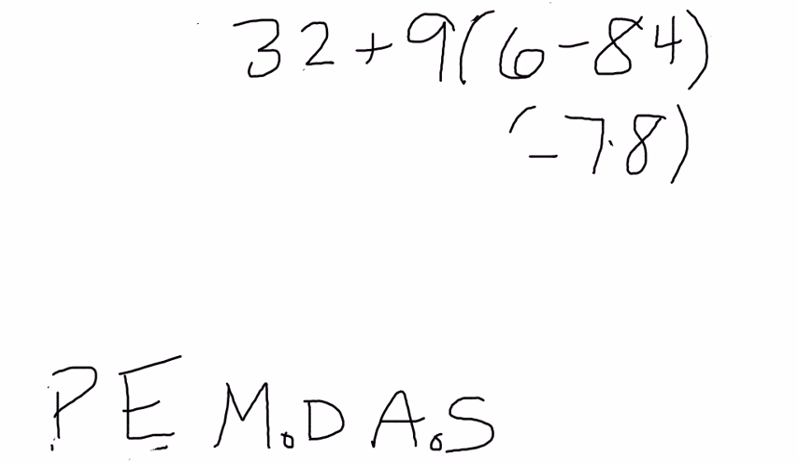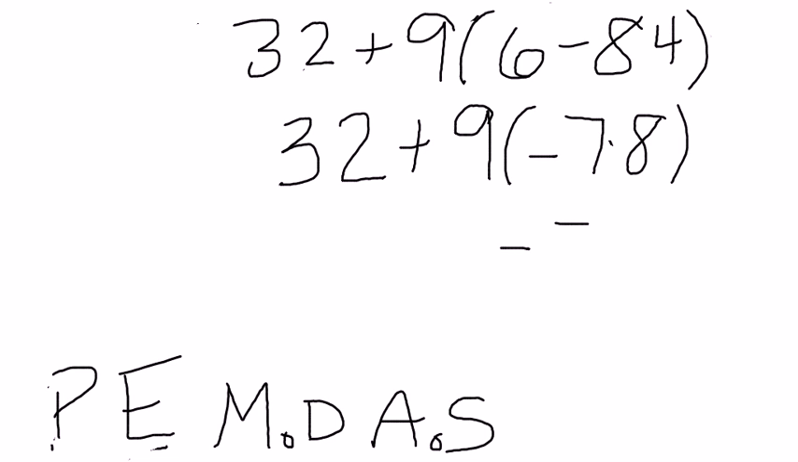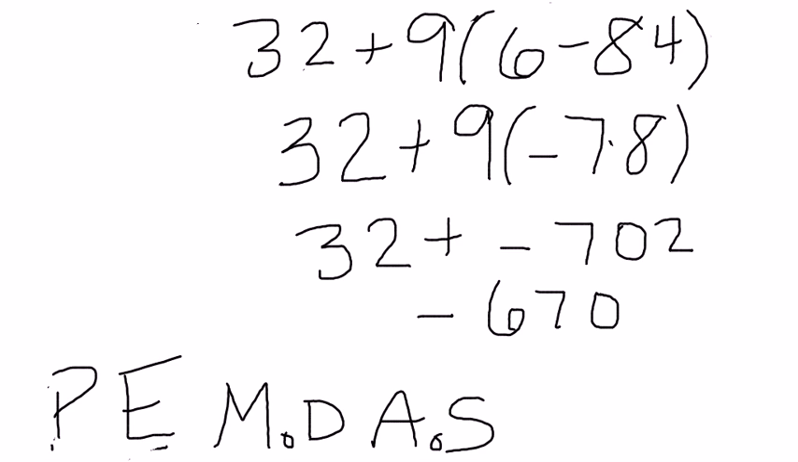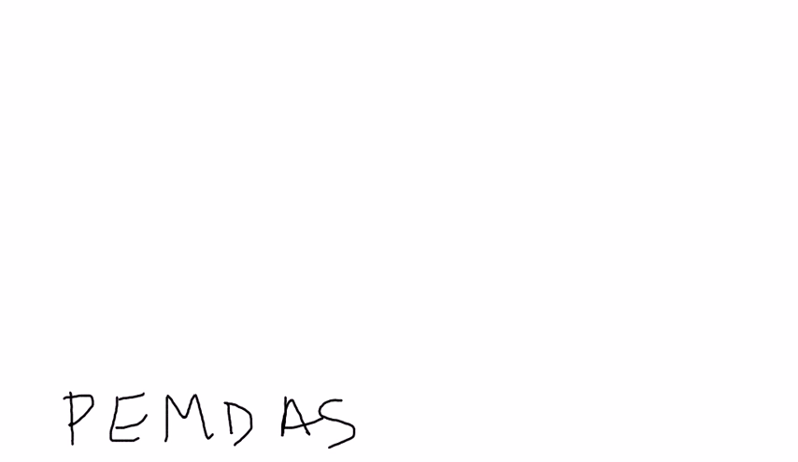I'm going to keep this in parentheses because we are going to multiply it by 9. So 9 times negative 78 is negative 702. And we are going to add 32 to that. So the answer is going to be a negative 670. Now we are going to take a look at this problem written a little bit different with the parentheses in a different spot and see how our answer changes.